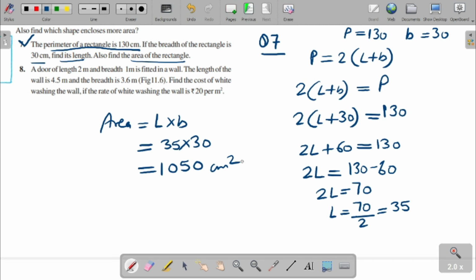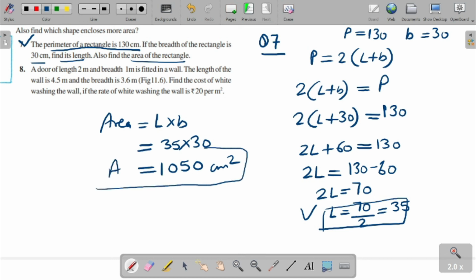This is about question number 7. In question number 7, it has two parts. First, we have to calculate the length. Here we have calculated the length. Then in the second part, we have to find the area. Here we have calculated the area. So this is all about question number 7. Now we move to question number 8.